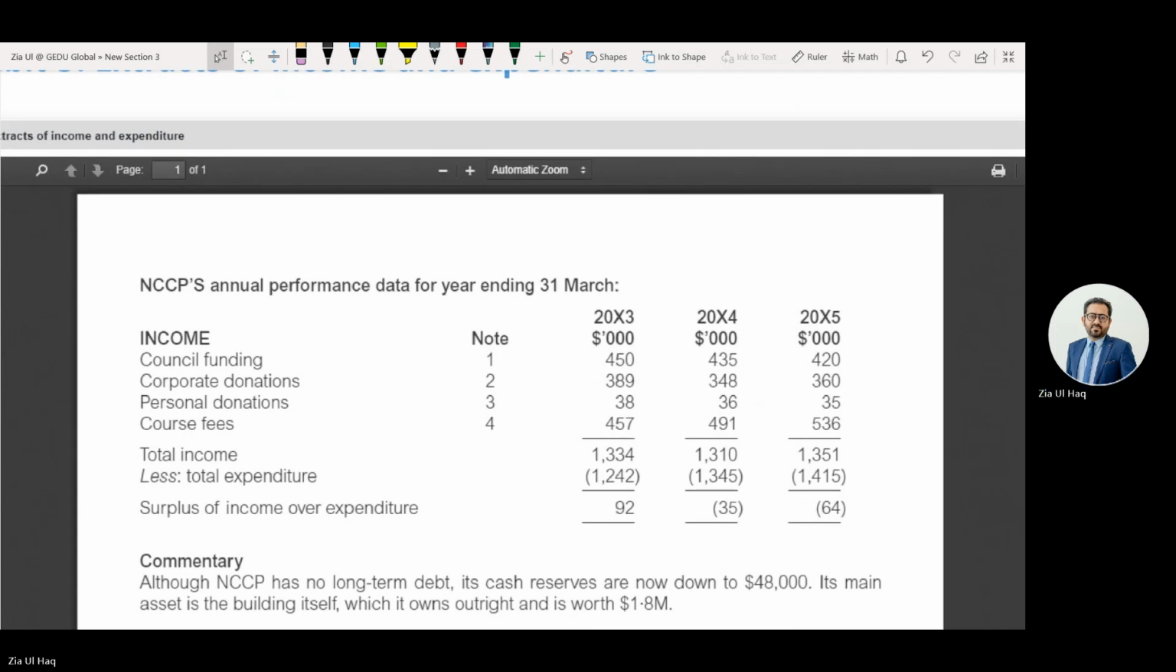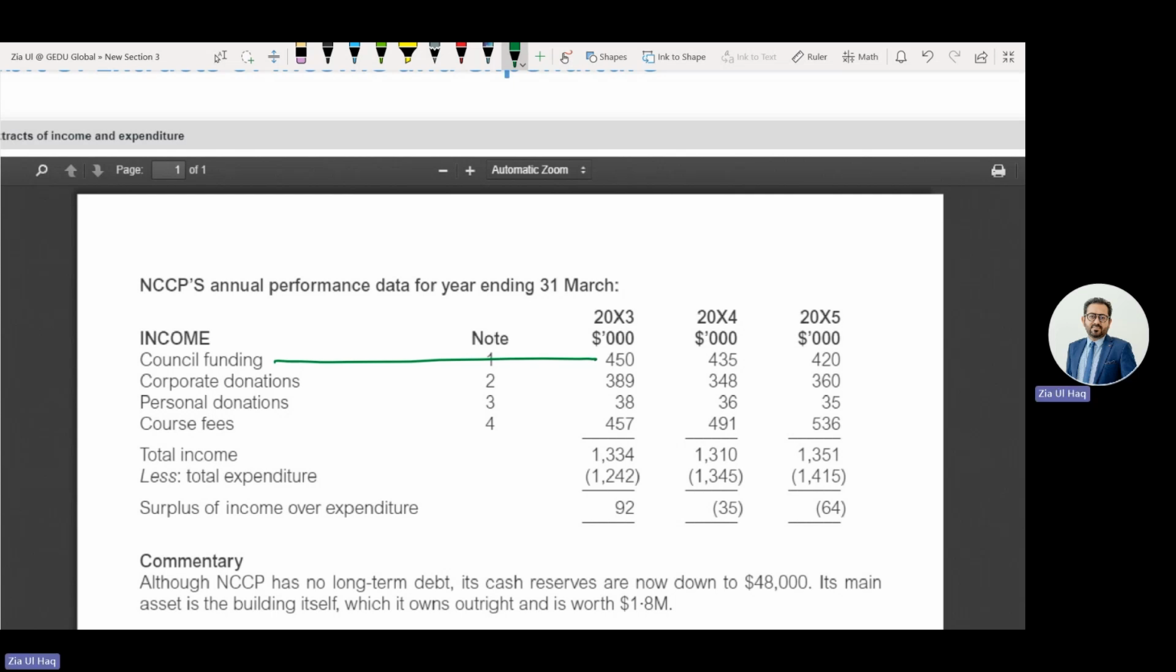Income. Council funding. In 20x3, it was 450,000. In 20x4, it decreased to 435,000. In 20x5, decreased to 420,000. Corporate donations decreased as compared to 20x3, but as compared to 20x4, slightly increased.